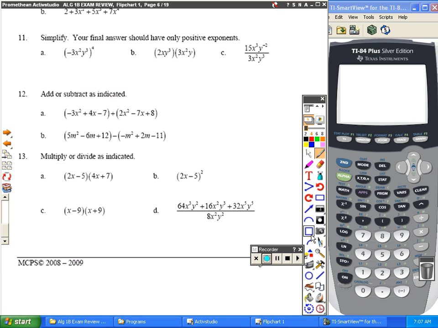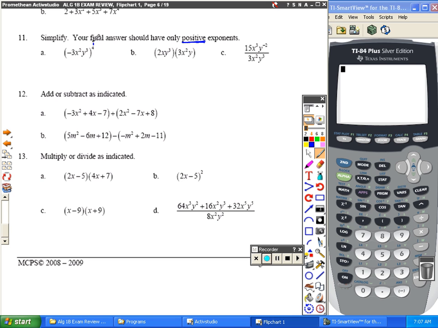Question number 11. For these, you're supposed to simplify, which essentially means do whatever it says. Your final answer should have only positive exponents. So there's going to be some heaven and hell issues coming up. Okay, let's start with the first section.